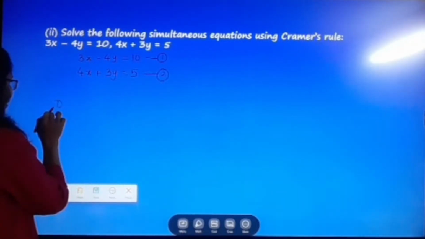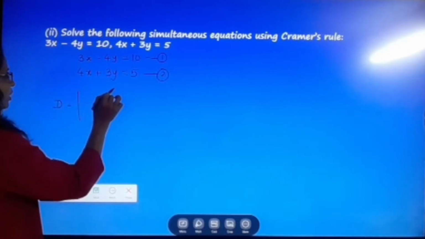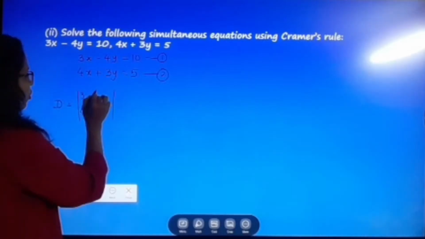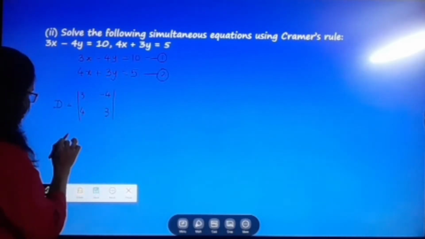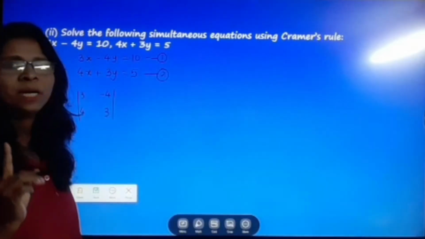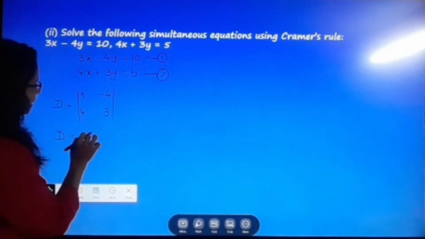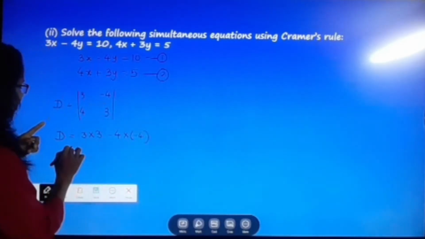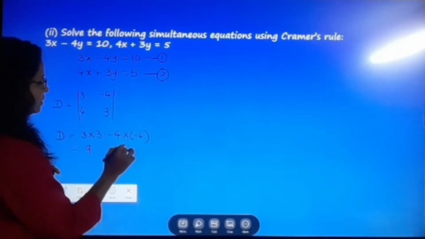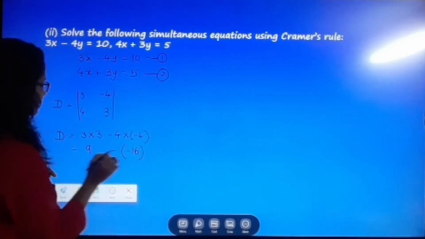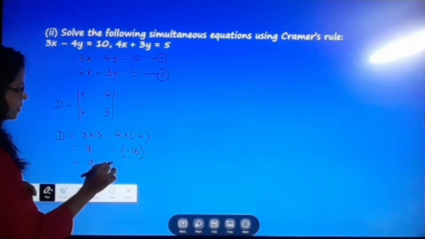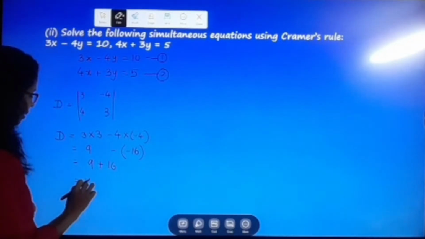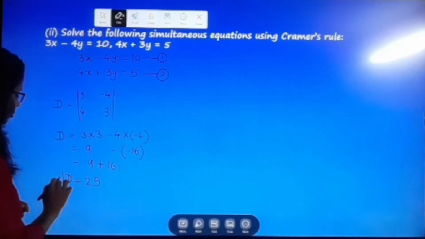First I calculate the D, that is equal to, okay, so here write down the coefficients of x and the coefficients of y here. So now here I write down, that is the cross multiplication. So here 3 multiply 3 minus here 4 multiply minus 4. So that means here 3 3s are 9 minus here 4 4s are 16. So minus of minus 16, that means plus 16. So here 9 plus 16 is 25. So D is equal to 25.